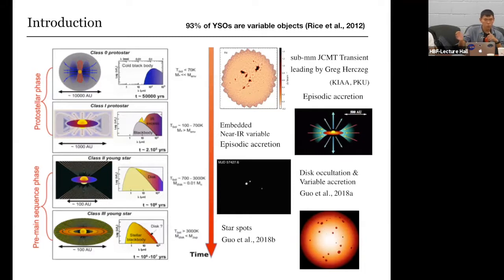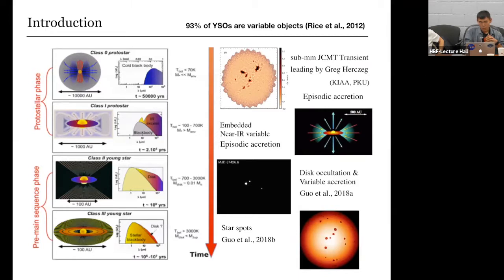The first 2, class 0 and class 1, we call protostars because they can't actually be observed in optical, and they're embedded by their envelope and their disk. Then for the second part, class 2 and class 3 objects, we call them pre-main sequence or T Tauri stars. They can actually show their variabilities in optical.